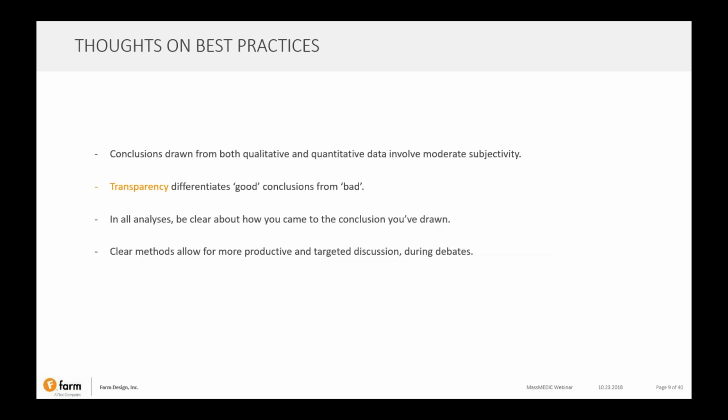Okay. So just a quick note on best practices. Conclusions drawn from both qualitative and quantitative data tend to involve moderate subjectivity. And this is not something that a lot of data scientists always discuss, but I think it's important to note that this is expert opinion in some ways, and there are a lot of different ways we can go about this, but the important thing is being transparent.